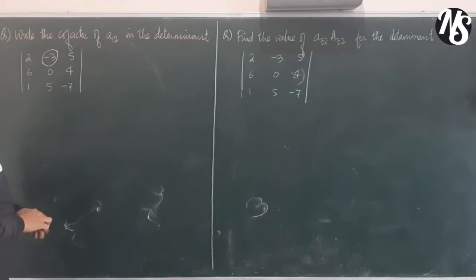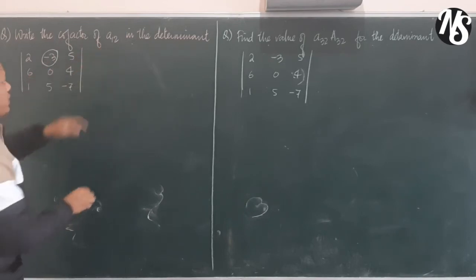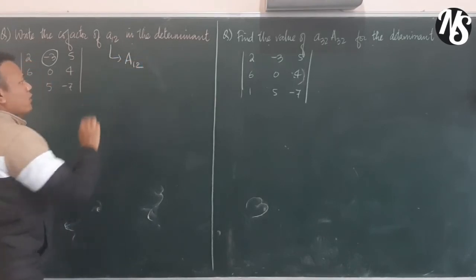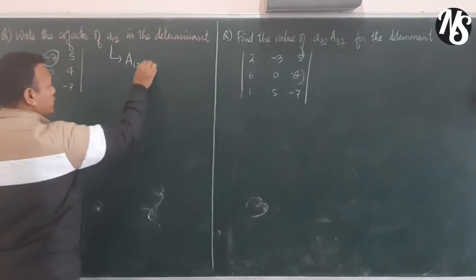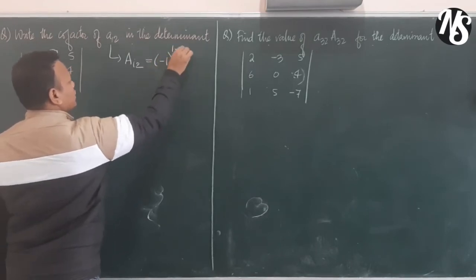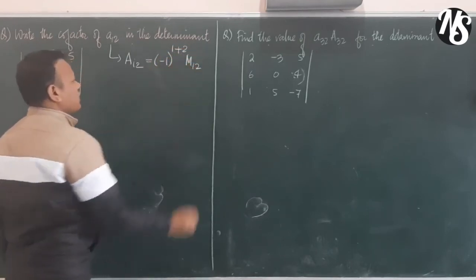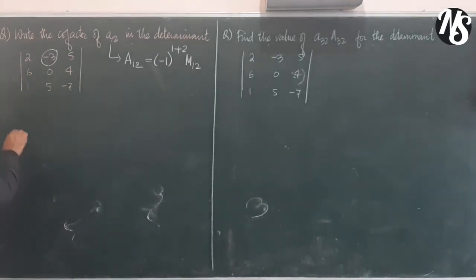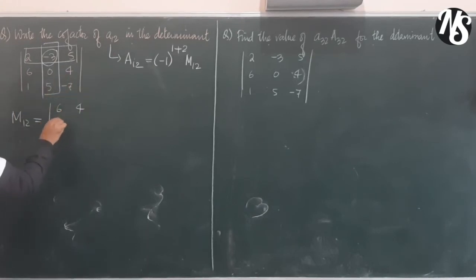Okay. So, remember the cofactor of A12 is basically A12, and you know that it is equal to minus 1 to the power i is 1 plus j is 2, times M12. So, first let's find what M12 is here. Remove first row and second column. So first row and second column is gone. The remaining numbers are 6, 4, 1, minus 7.